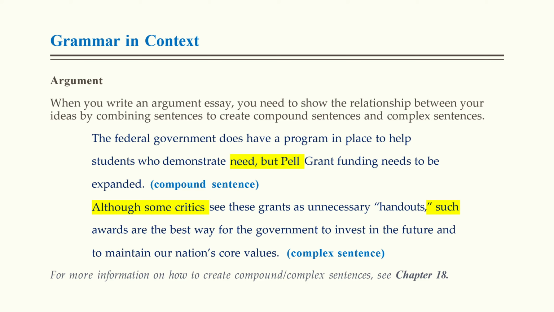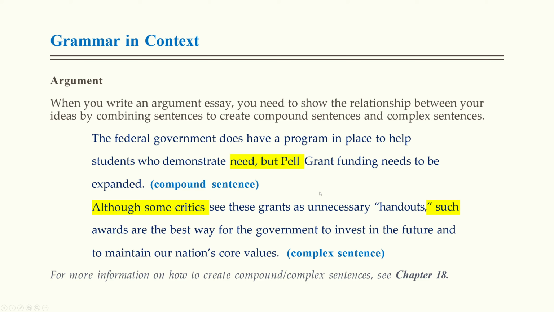Okay, so a compound sentence is where you have two complete sentences joined together with like a comma and a conjunction. The federal government does have a program in place to help students who demonstrate need. If we put a period there, it could stand on its own. It's an independent clause. It's great. Pell Grant funding needs to be expanded. That also is a complete sentence. So if we have two complete sentences joined together, a comma alone can't hold them together. It's not strong enough. You need a conjunction like but as well. So if you have two complete sentences joined, that is compound.